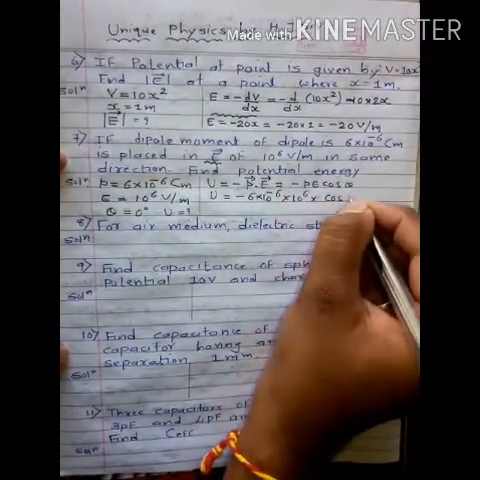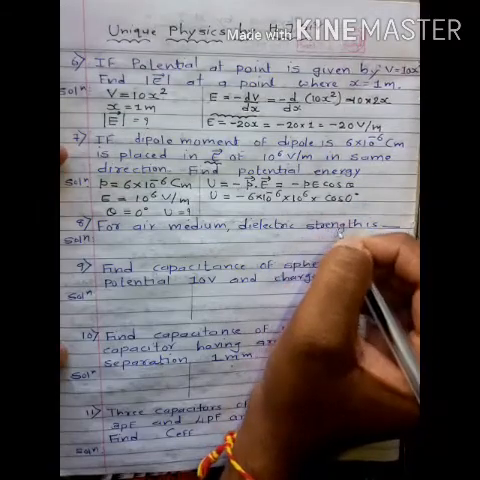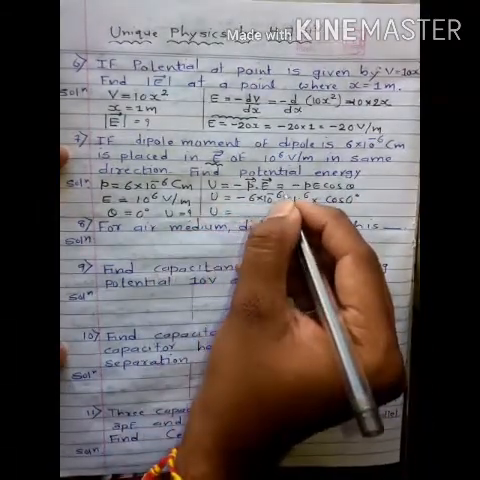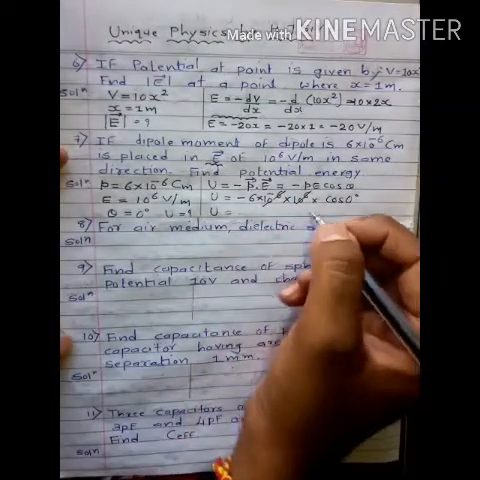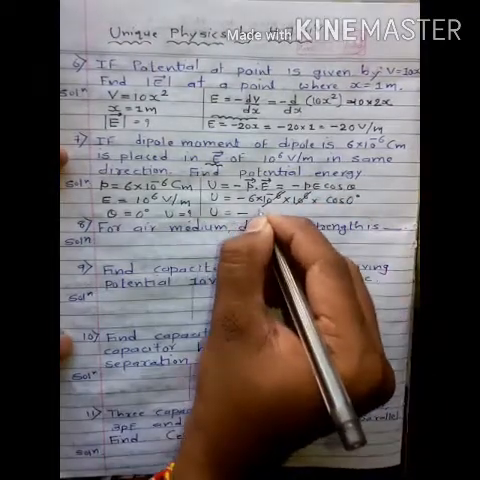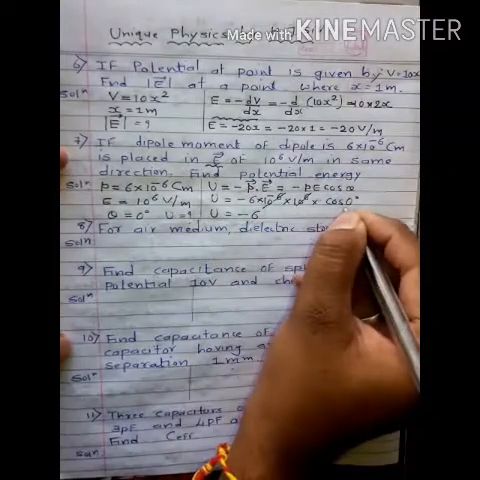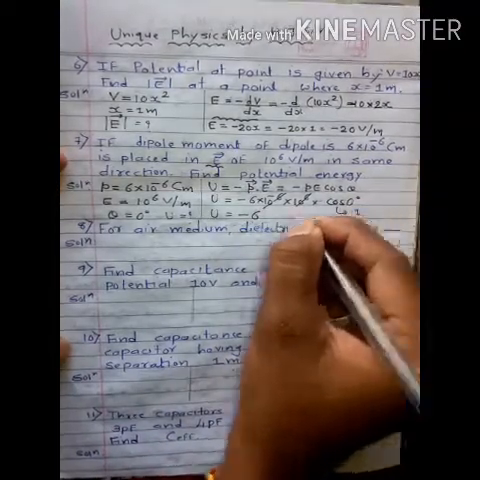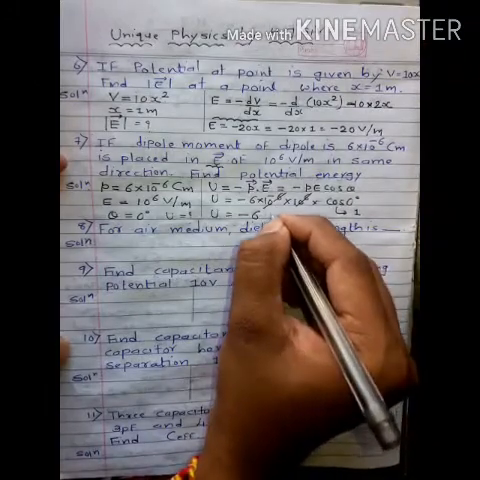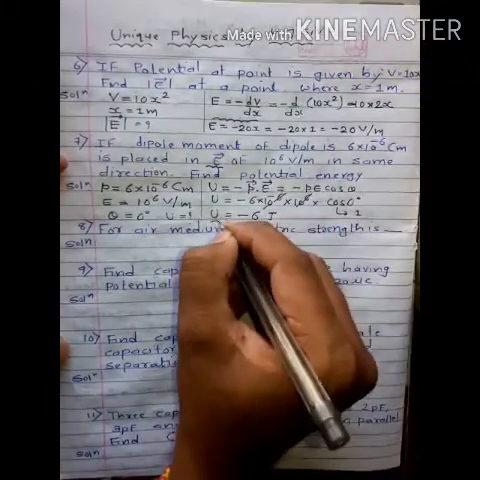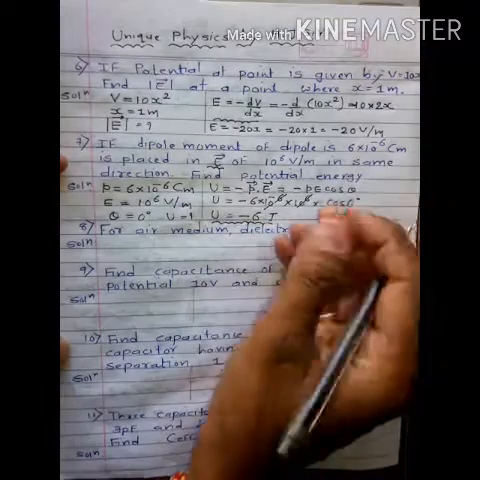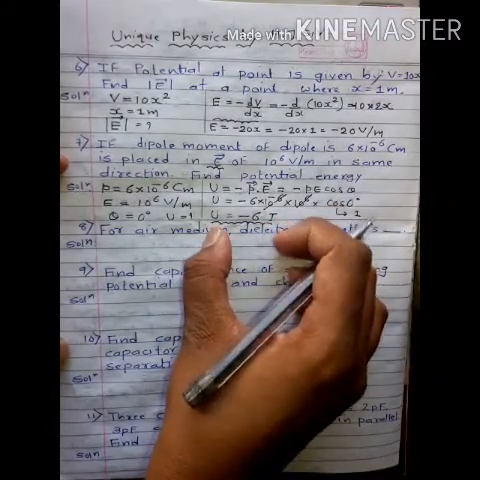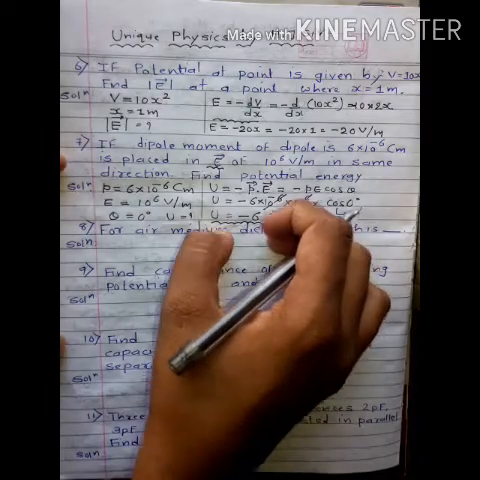We have the same direction. So cos theta means cos 0. Clear? So U is equal to, our answer is 10 raised to minus 6, 10 raised to plus 6 will cancel out. So minus 6 cos 0 degree. The value of cos 0 degree is 1. So minus 6 into 1. So the answer is minus 6 and the unit of energy is joule. So the energy possessed by the dipole in the external electric field is minus 6 joule.